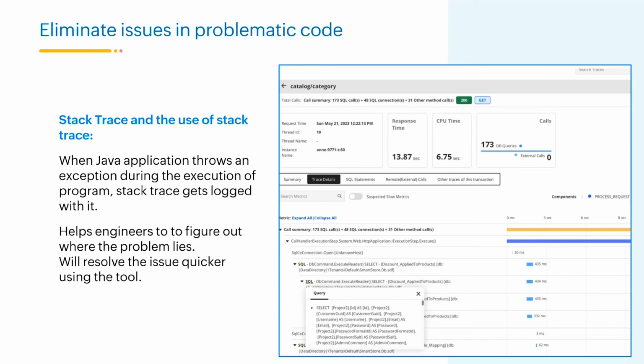This information helps the user to understand the root cause of the problem and make code optimizations or bug fixes to eliminate the issues and improve the application performance. With stack trace, developers can efficiently troubleshoot and resolve the problems within the application code, which ensures a smoother and more reliable user experience.